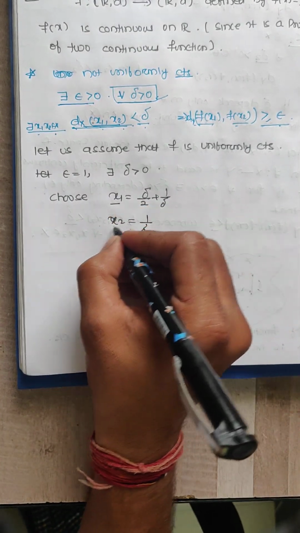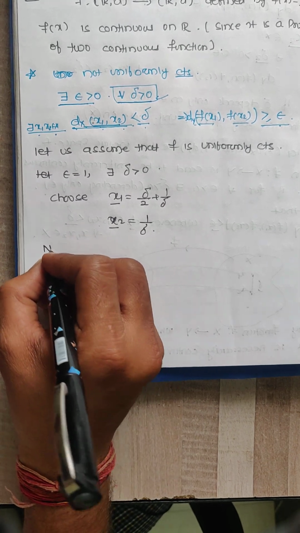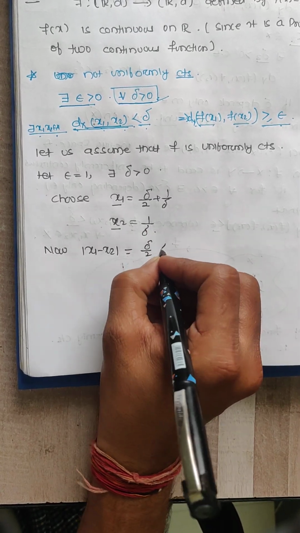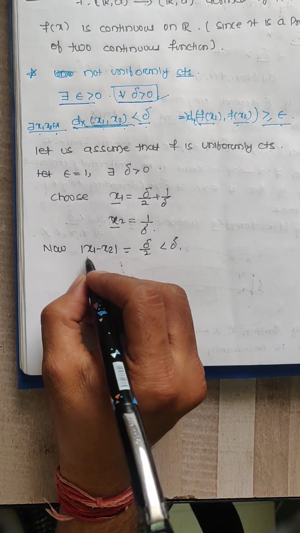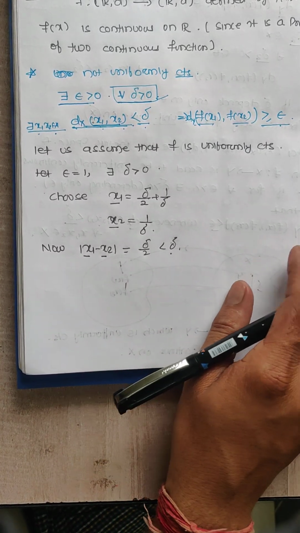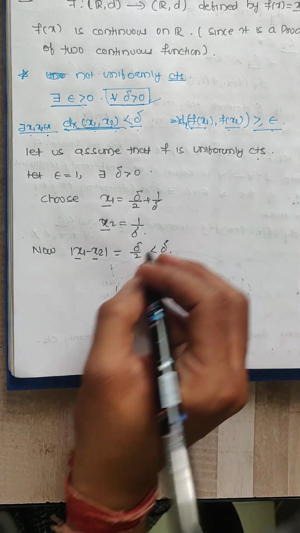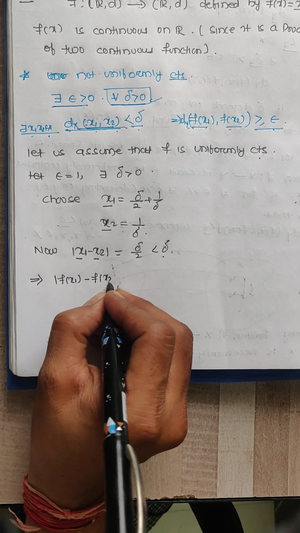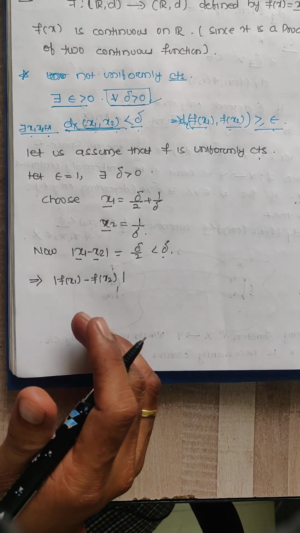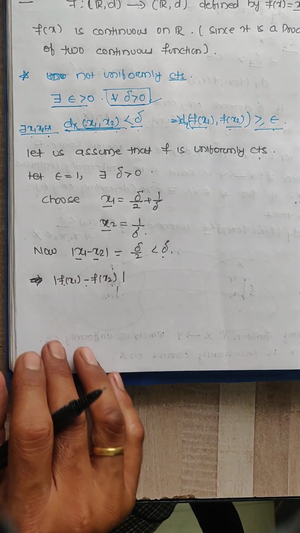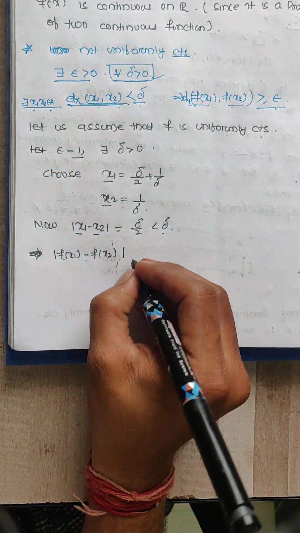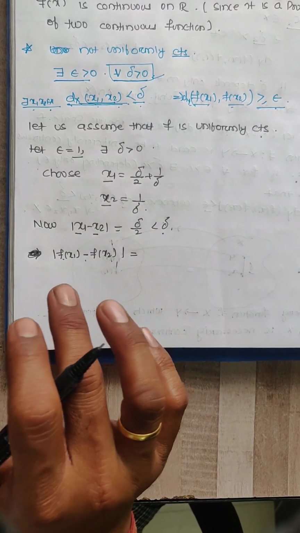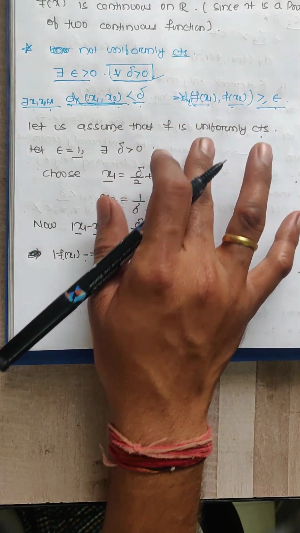So I choose two points x1, x2 such that the distance between x1 and x2 is less than delta. Indeed x1 minus x2 is delta by 2, which is strictly less than delta. Since we have assumed that the function is uniformly continuous, the image distance must be less than epsilon. The distance between f of x1 and f of x2 is less than epsilon. Now we will show that f of x1 minus f of x2 must be less than epsilon. If it is not, then our assumption is wrong.